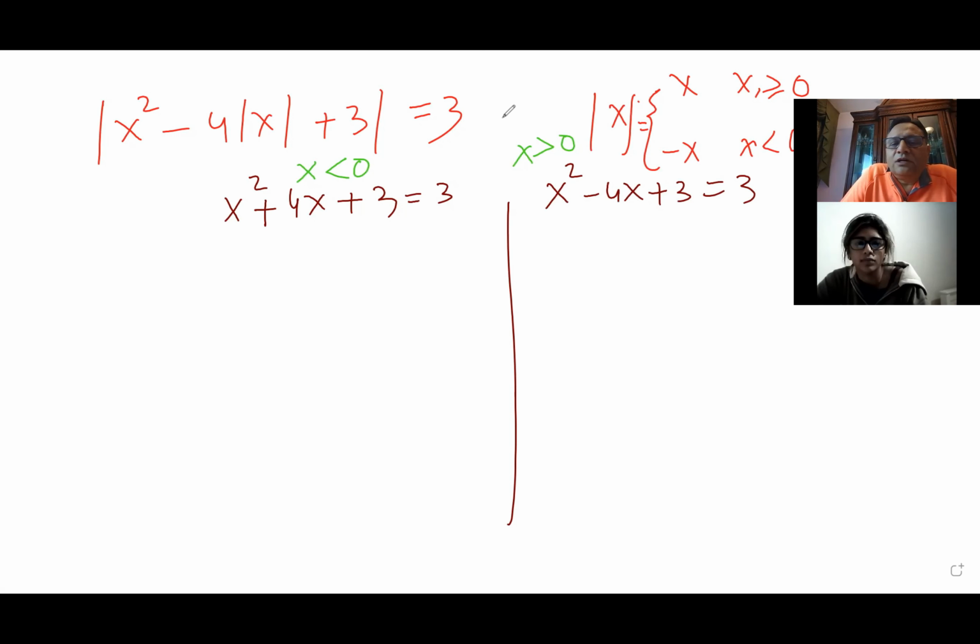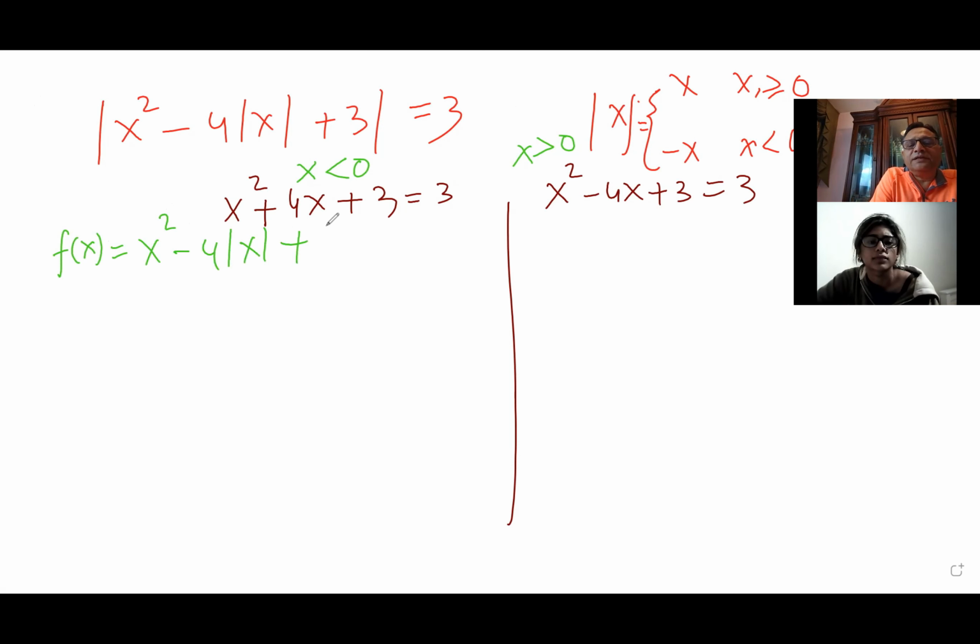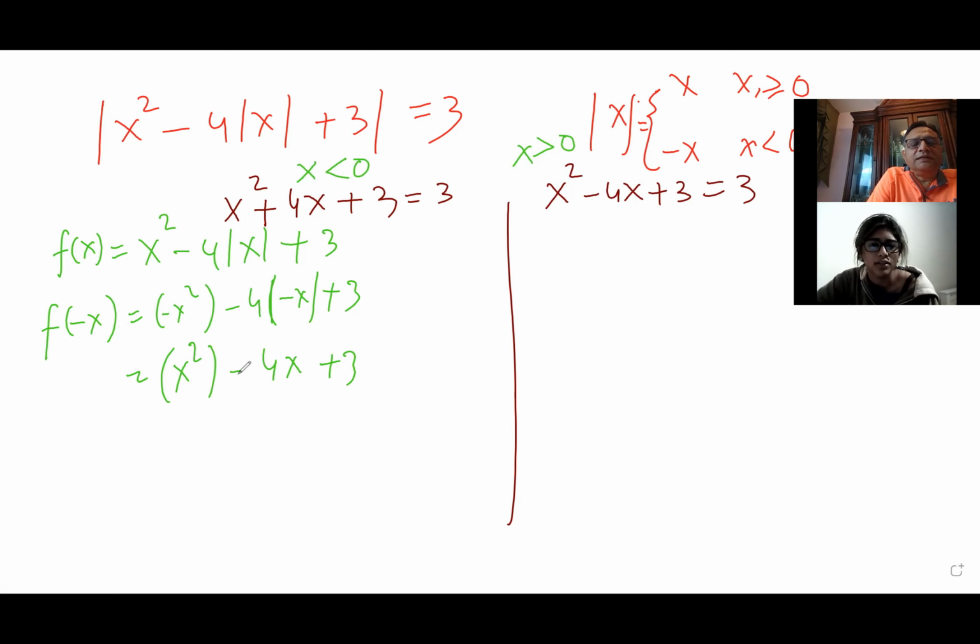Another way, which I'll suggest now: do you know what even functions and odd functions are? Yes, symmetric about the y-axis. So we know f of x is x squared minus 4 absolute value of x plus 3. What is f of minus x? It is minus x squared minus 4 absolute value of minus x plus 3, which is the same as f of x, correct? So it is an even function.